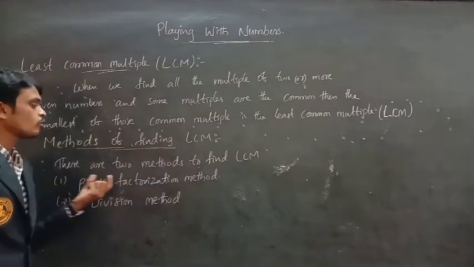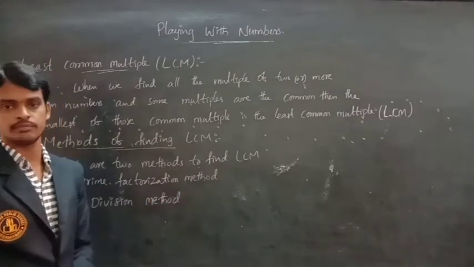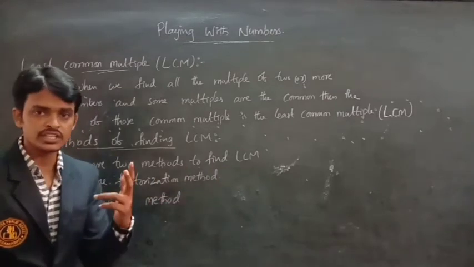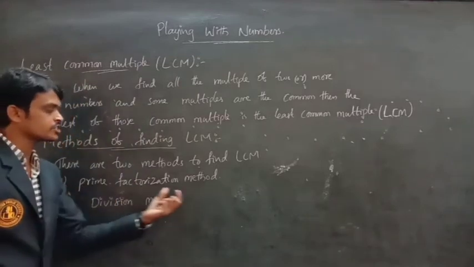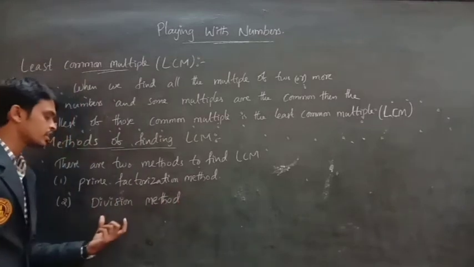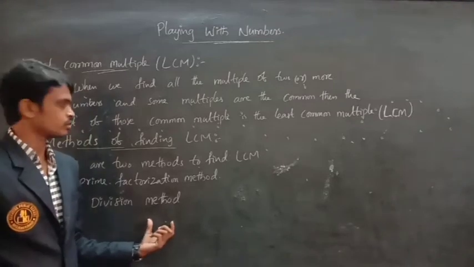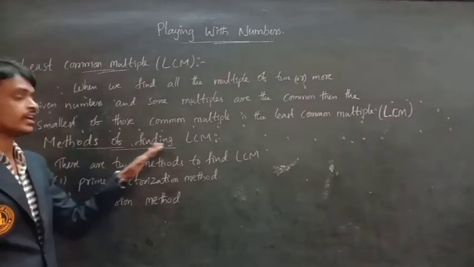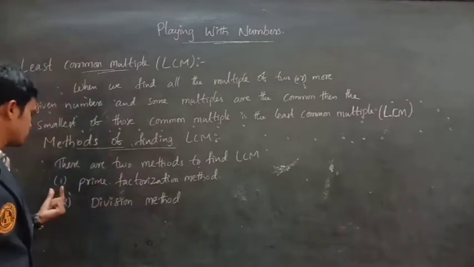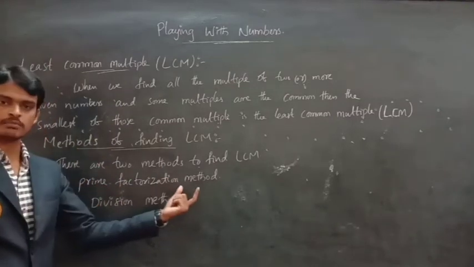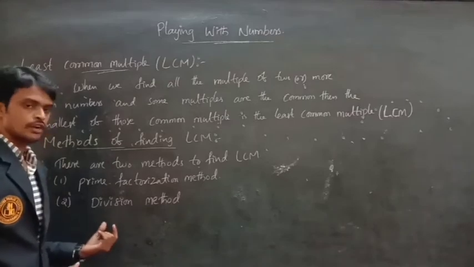There are two methods to find LCM. The first method is the prime factorization method and the second method is the division method.